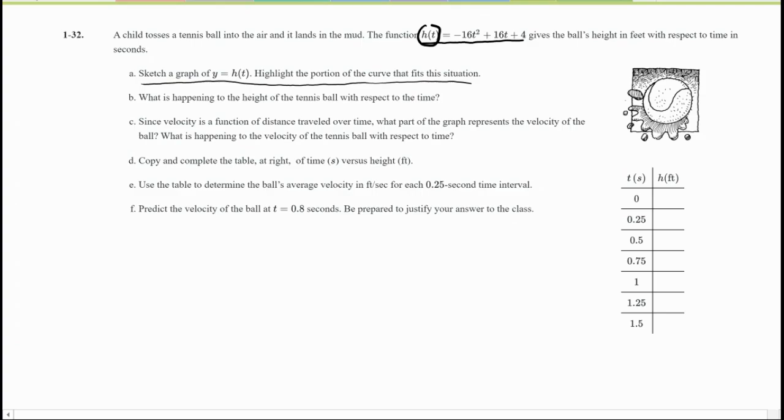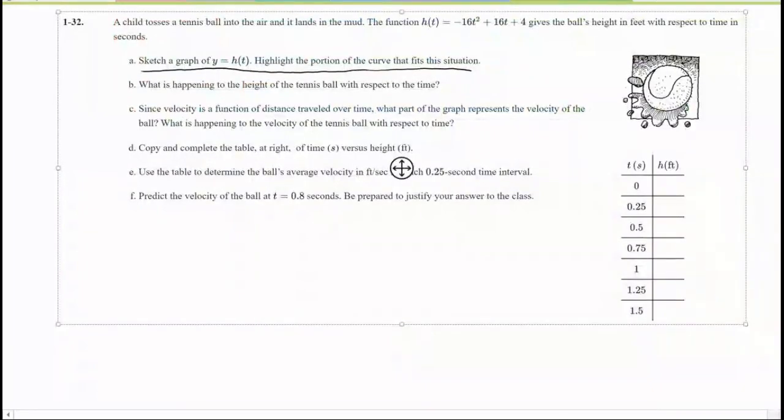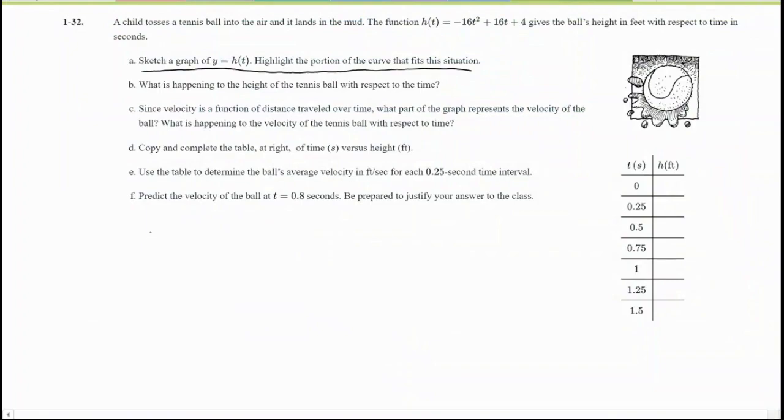that fits this situation. So a couple of things here, reminding you how to graph a quadratic. First of all, this is a negative quadratic. A quadratic is one of those parabola-like things. Since it's negative, it's going to be pointing down, which makes sense, right? Because when we throw a ball into the air, it starts by going up, then it gets to the highest point, and then it comes back down and lands in our mud. That's the process it's going to go through.